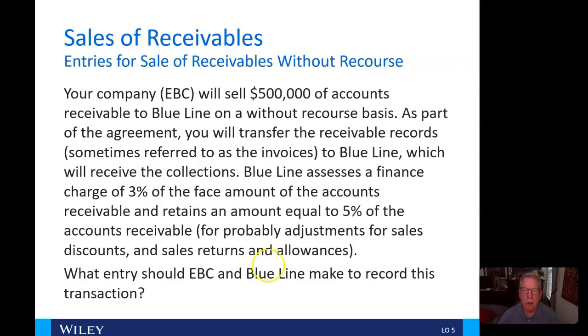As part of the agreement, you will transfer the receivable records, sometimes referred to as the invoices, to Blue Line, which will receive the collections. Blue Line assesses a finance charge of 3% of the face amount of the accounts receivable and retains an amount equal to 5% of the accounts receivable for probably adjustments for sales discounts, sales returns and allowances, etc. What entry should EBC and Blue Line make to record this transaction?